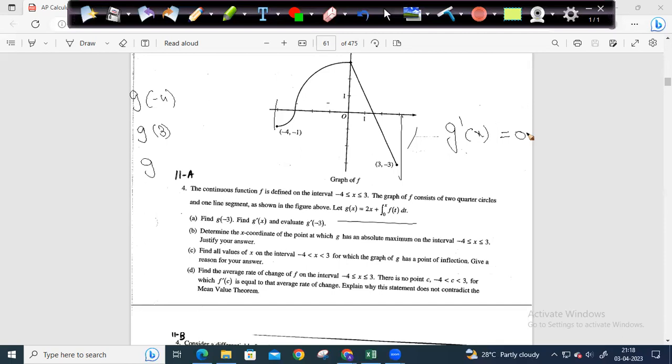So I know 2 points, -4 and 3, but I need to know the critical point. We know g dash of x is 2 plus f of x. So 2 plus f of x is 0, or f of x is -2. Immediately you should see where f of x becomes -2. This is -1, -2, so definitely it becomes somewhere here. So try to find the equation of this line first. How do I find the equation of this line? This point is 0, 3. This point is 3, -3. Slope of this is -2.